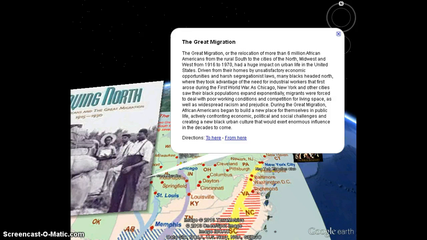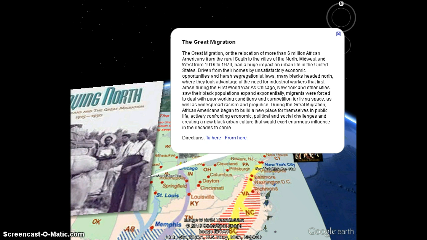The Great Migration, by definition, is the relocation of millions of African Americans from the rural areas of the South, which means the areas outside of the suburbs, an area that we like to call the country. Lots of farms, plantations. That's where the African Americans were originally brought over to do slave work.